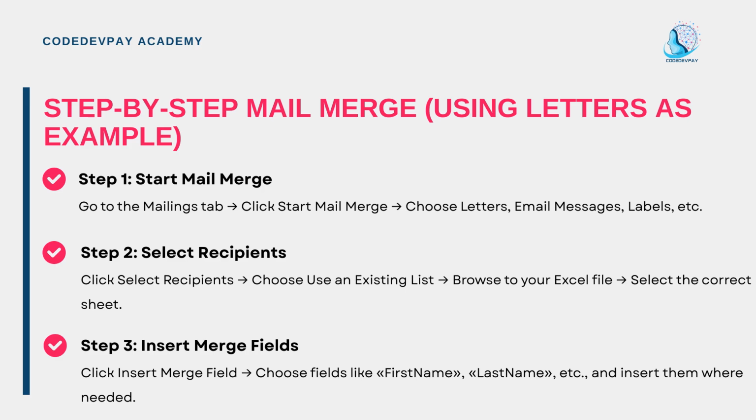Inserting merge fields. Click Insert Merge Field and choose the fields you want to add, like first name or city. You can type your message normally and just add the fields where needed. For example, Dear First Name, thank you for attending our event in City.